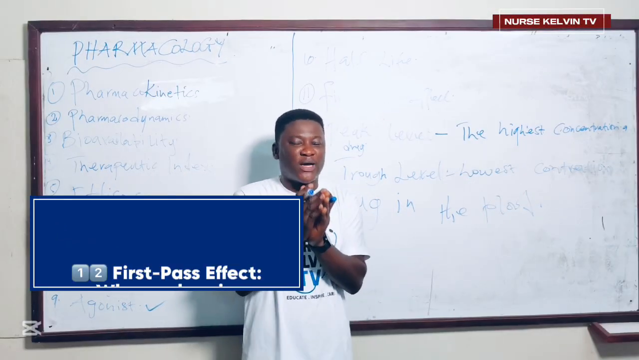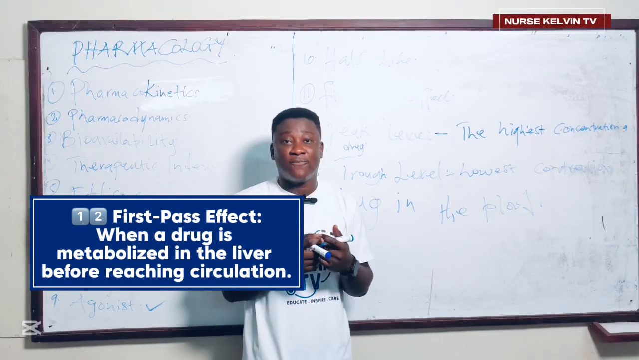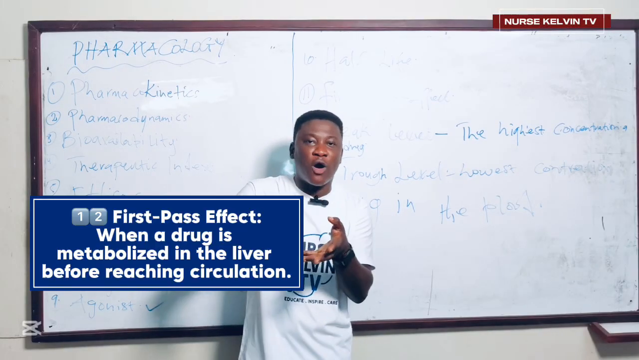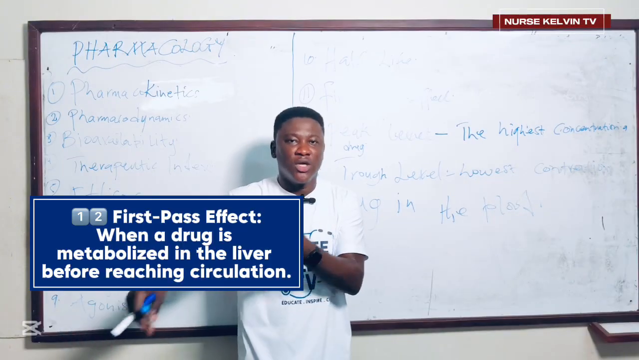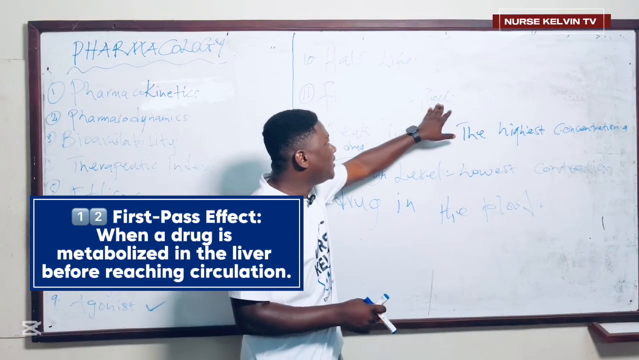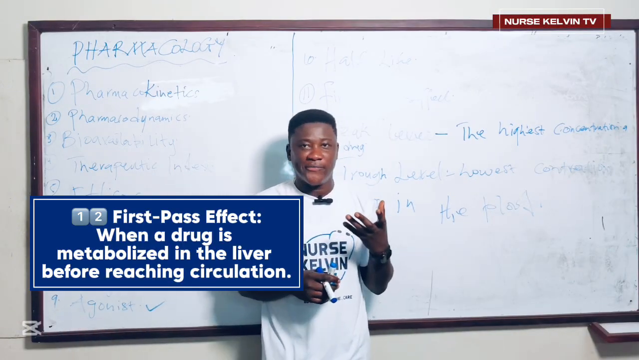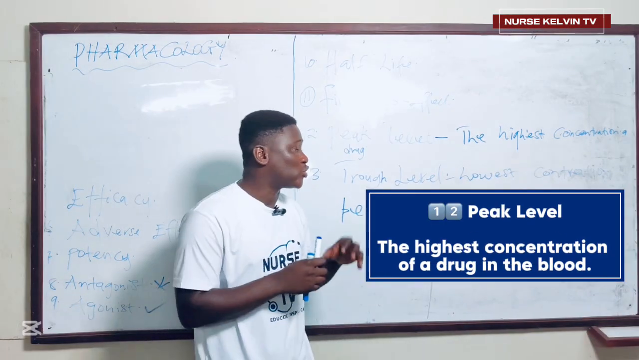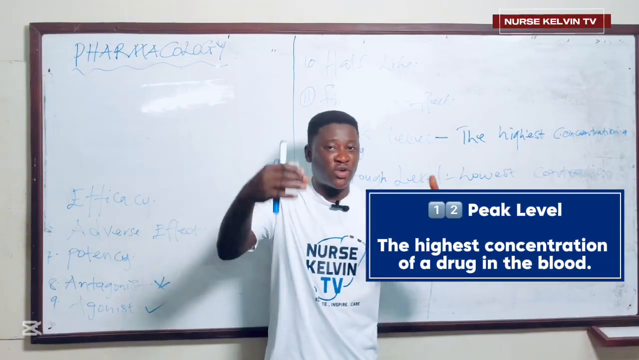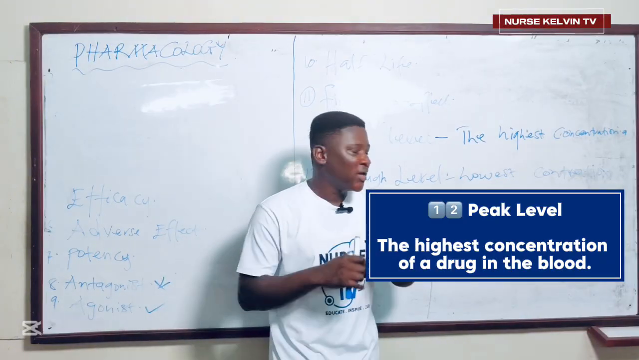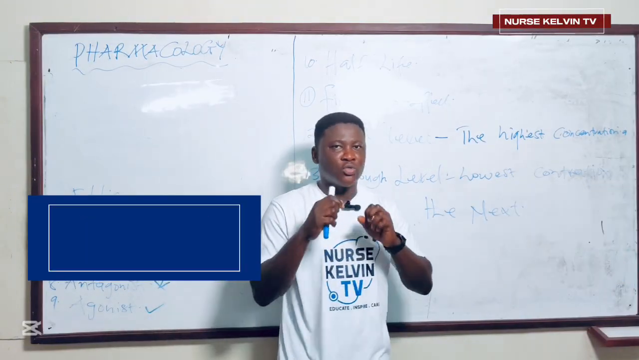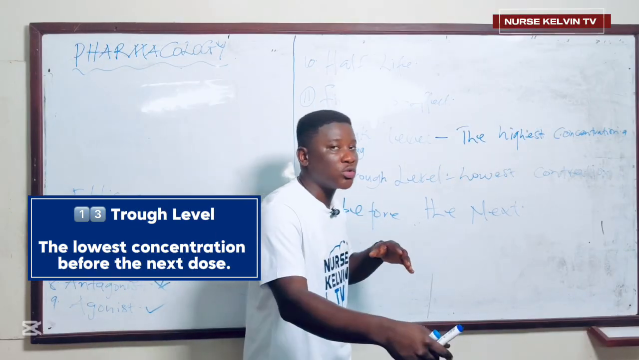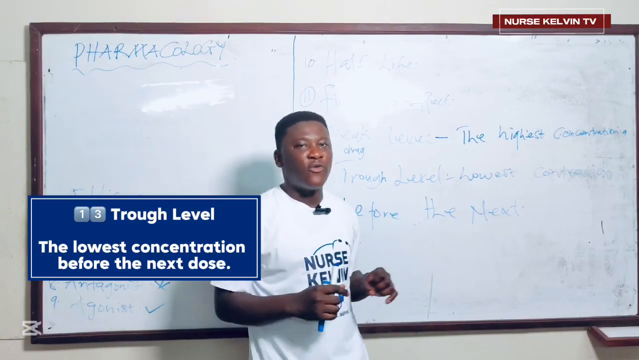Then we have the first pass effect. When we talk of the first pass effect, it talks about how a drug is metabolized in the liver before reaching circulation. So that's the reason why some of the drugs are not given orally. I guess you guys are okay. We have the peak level. When we talk of the peak level, we talk about the highest concentration of a drug in the bloodstream. Then we have the trough level. When we talk of the trough level, we talk about the lowest concentration before the next dose.